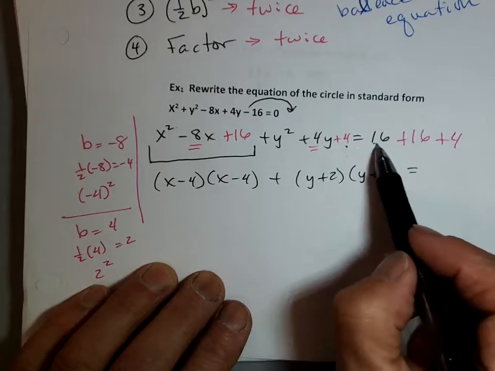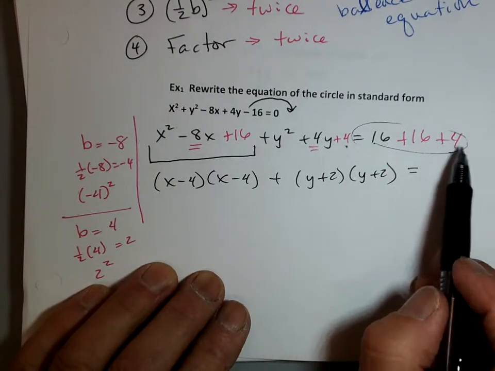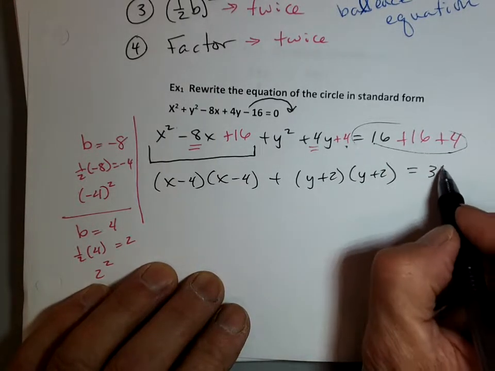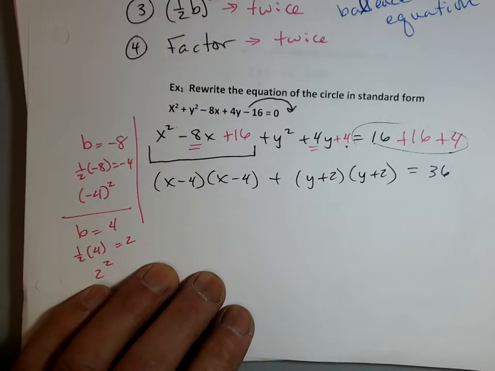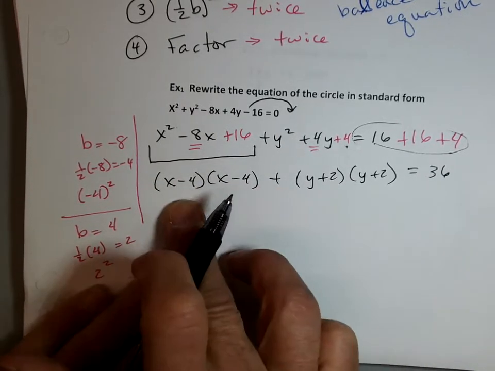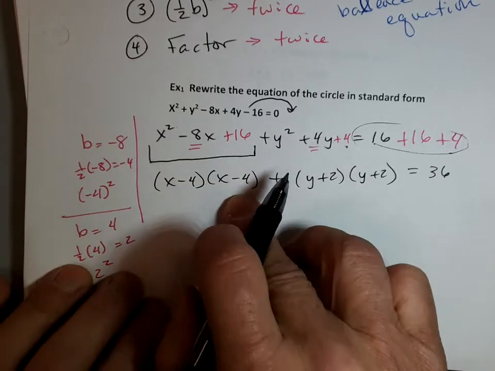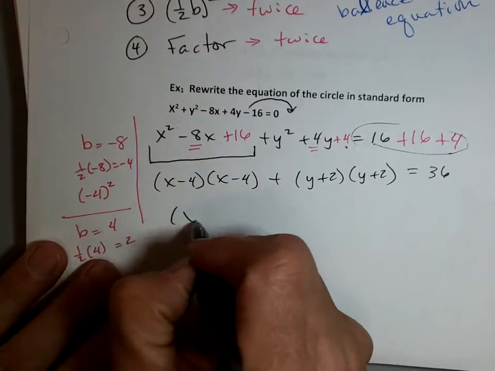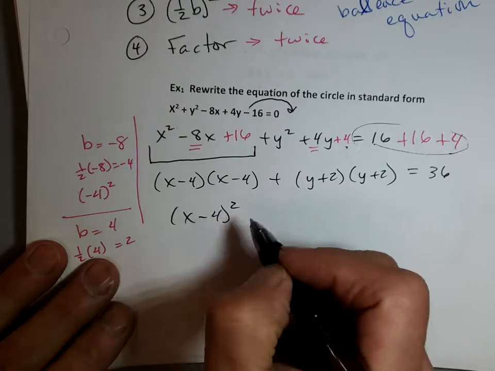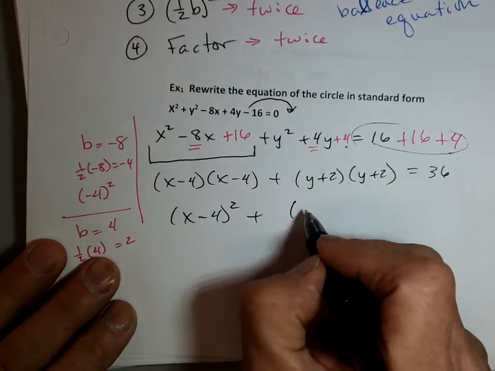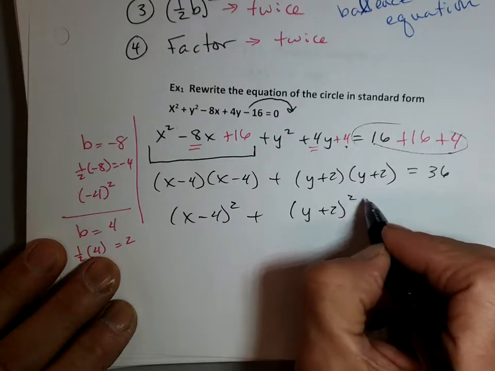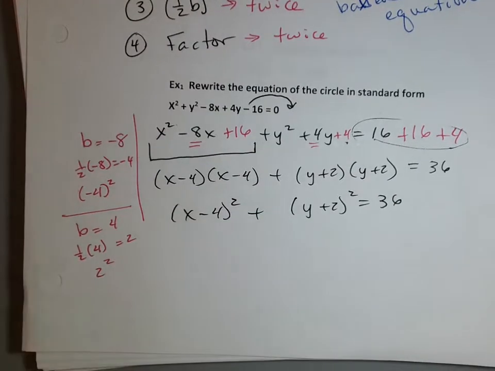And if I add everything up over here, 16 plus 16 is 32, plus 4 is 36. Okay, thumbs up so far? Now, this can be rewritten. x minus 4, there's 2 of them, so I can rewrite this as an x minus 4 quantity squared plus y plus 2 squared equals 36. Okay, how am I doing? Great. We're there. We can do this.